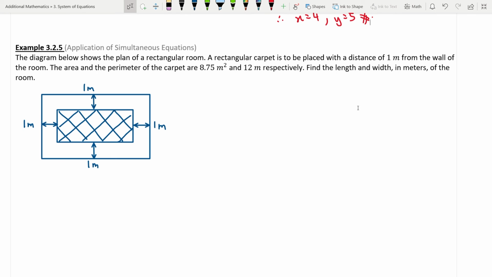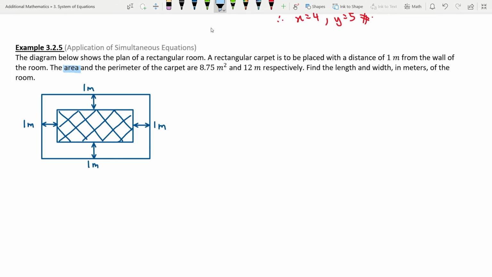Last example, example 3.2.5. The diagram below shows the plan of a rectangular room. A rectangular carpet is to be placed with a distance of 1 meter from the wall of the room. The area and the perimeter of the carpets are 8.75 meters square and 12 meter respectively. Find the length and the width in meters of the room.